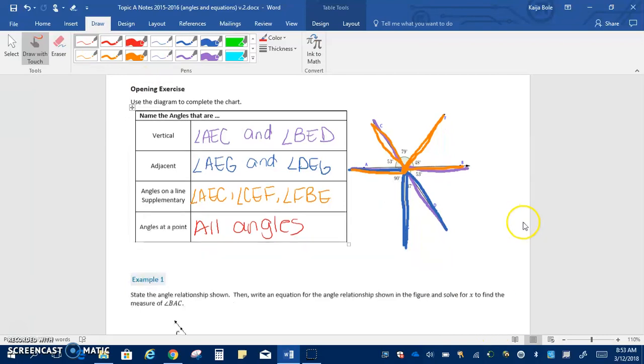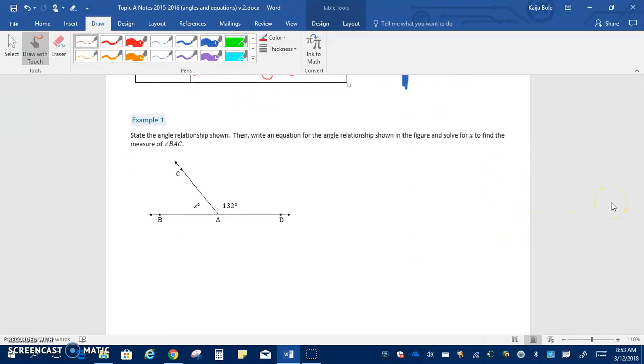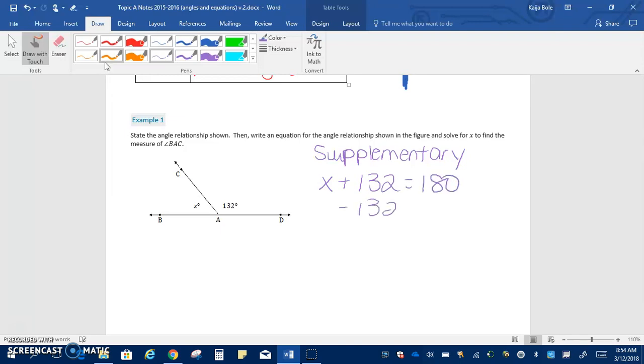Alright. So example 1 here says, state the angle relationship shown, and then write an equation for the angle relationship to solve for x. So if we're looking at these, they are supplementary angles because they add up to 180 degrees. Alright, so if we write an equation, we would take our x plus our 132, and this whole thing would equal 180. So when we solve for x, we subtract 132 on both sides, and we get x equals 48. So that means angle BAC is 48 degrees.